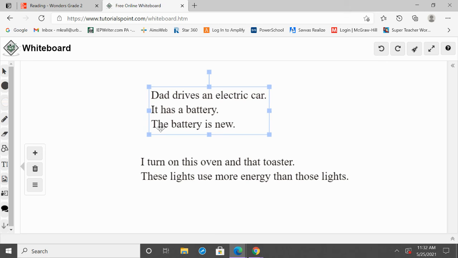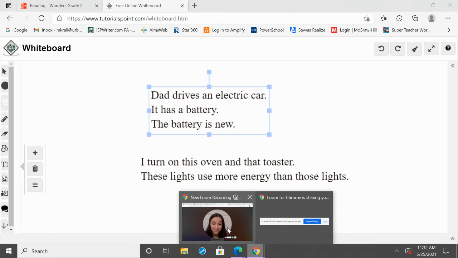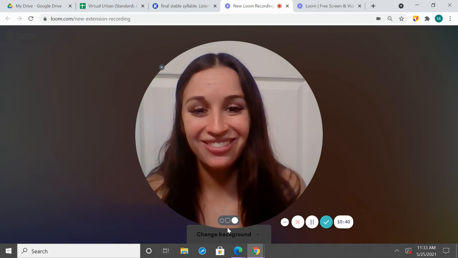Now, this and that are special adjectives. We use this and that for singular. These and those are also special adjectives, and those are used for plural. So I turn on this oven, singular, and that toaster, singular. These lights, plural, use more energy than those lights, which is plural. All right, second grade, I will see you next time, and great work.